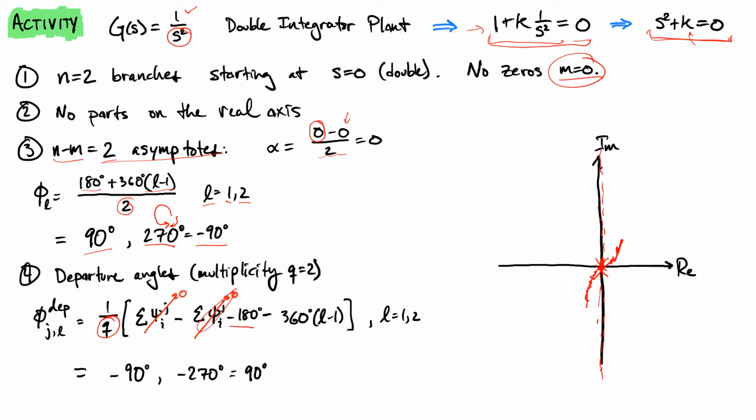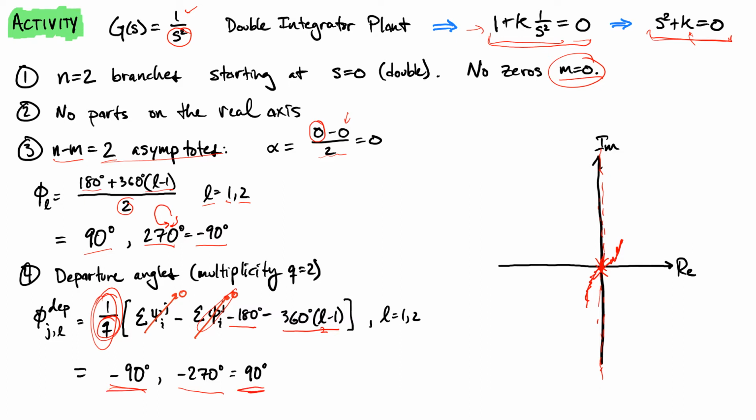And then the rest of that formula is just minus 180, and then minus 360 times L minus 1. And again, we just plug in 1, and then we plug in 2 here. So when it's 1, then it's just minus 180 times the 1/2 that we have here, and that gives us the minus 90. And then when L is equal to 2 here, then this is minus 180 minus 360, which again is minus 540. Multiply that by this 1/2, and you get the minus 270, which is 90. So this means that these branches are going to be departing at minus 90 and at plus 90.